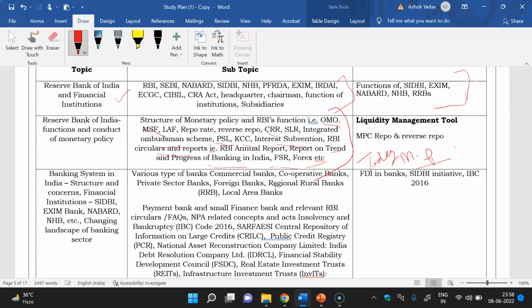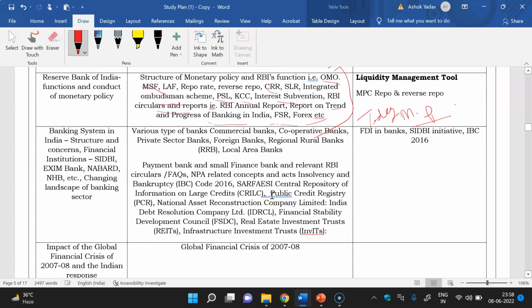Very important, these topics. Specifically, PSL, Integrated Ombudsman Scheme, Interest Subvention Scheme, RBI Circulars. These are very important. FDI in banks. This question was asked. SEBI initiatives, Insolvency and Bankruptcy Code 2016. These were asked. So the banking system in India and the changing landscape of banking is a very important topic. Specifically, we have to do the latest news and latest developments in these topics, and also RRB related questions they can ask. Cooperative bank related questions can be asked. Payment banks and small finance banks are very important.